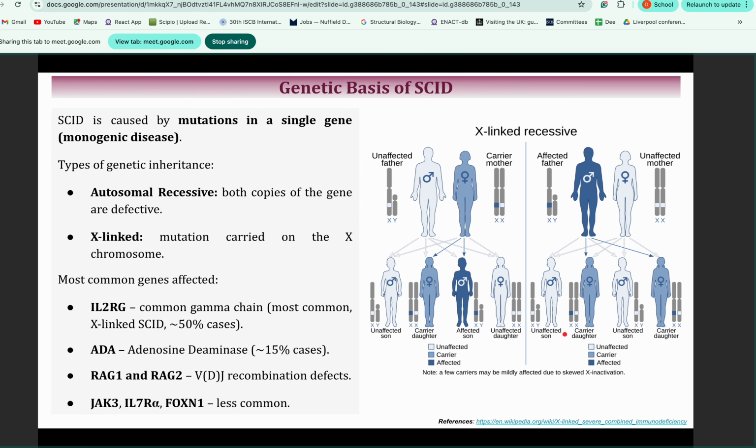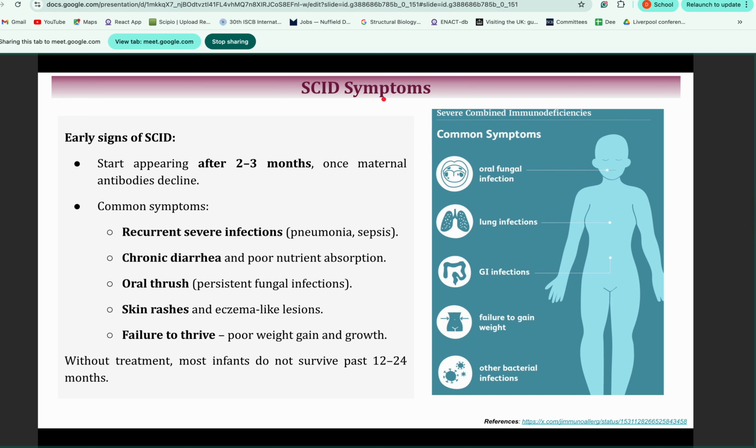Okay, so let's continue. Now we will talk about the symptoms of SCID. So early signs of SCID start appearing after 2 to 3 months once the maternal antibodies decline. Now what happens is that whenever a child is born, we inherit some antibodies from our mother. And that kind of immunity is referred to as innate immunity. So after 2 to 3 months, those antibodies start to decline because they are continuously fighting against infections. Because in the case of SCID, our T cells are compromised. So we do not have cell-mediated immunity with us. We only have the immunity which we have inherited from our mother. So after 2 to 3 months, it will decline.